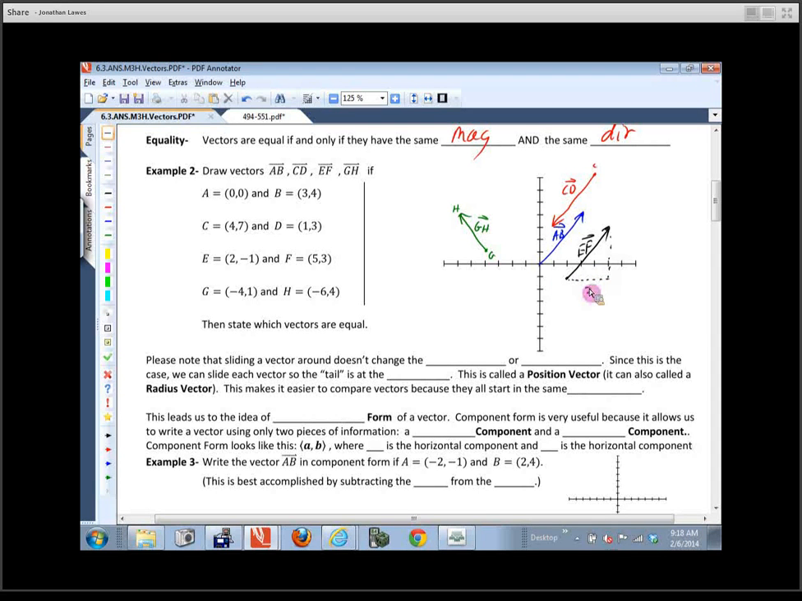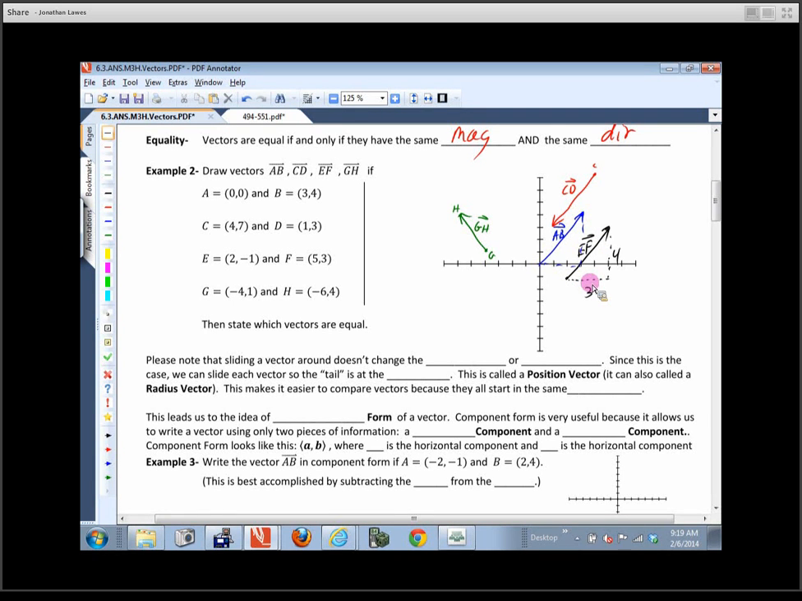Over 3 and up 4, right? Isn't that exactly the same thing as what we had here, over 3 and up 4? So wouldn't they be headed in the same direction? And if the horizontal leg is 3, and the vertical leg for each one of those is 4, wouldn't the magnitudes for both of those be 5? They would, okay? So this is a really important point. It doesn't matter where a vector is. What matters is how long it is and which direction it is pointed in. What is the magnitude and what is the direction? So those two are equal, okay?